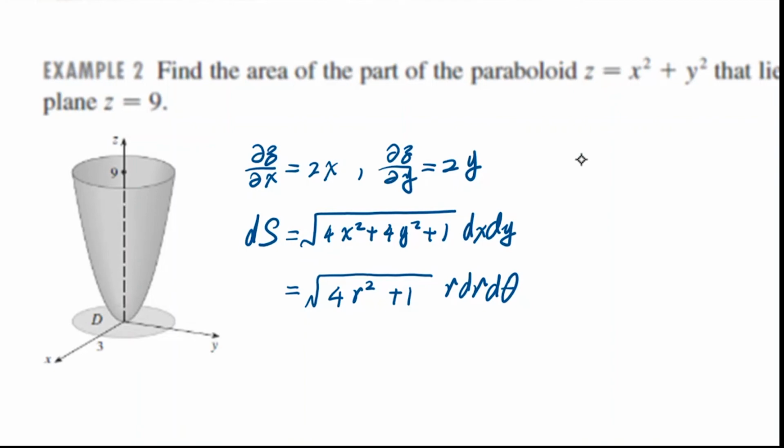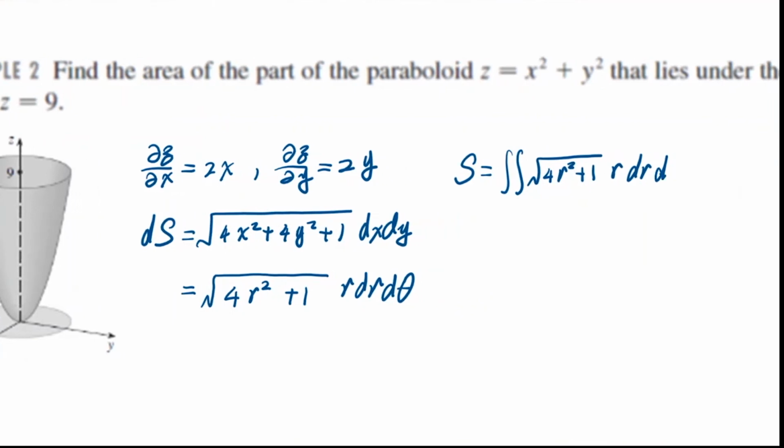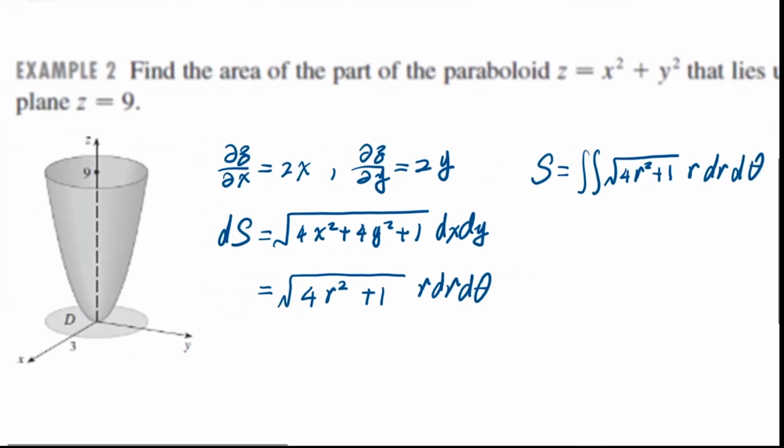So our surface area S is equal to the double integral of the square root of 4r squared plus 1, times r dr d theta. And r will vary, since this is 9 and this is 3, from 0 to 3. And theta will vary from 0 to 2 pi. You with me?